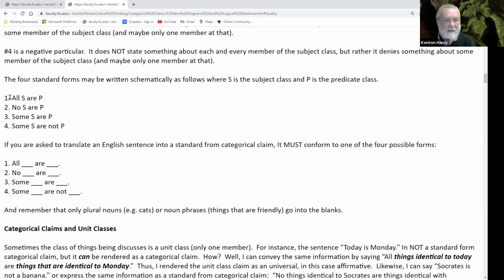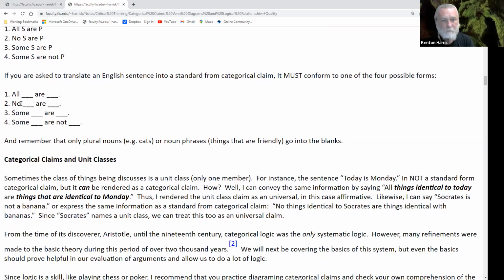And so in an A claim, all S are P, every member of the subject class is a member of the predicate class. Or no S are P, no member of the subject class is a member of the predicate class. Some S are P, there is at least one member of the subject class which is a member of the predicate class. And some S are not P, there is at least one member of the subject class which is not a member of the predicate class, right? Again, any English sentence you give me, if it's a categorical claim, and I'm asking you to translate it into a standard form categorical claim, you've got to pick one of these, okay?